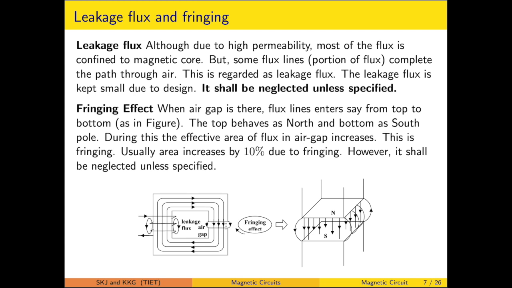This particular spread results in a net increase in the effective area of cross section of the air gap. Usually this area increases by 10% due to fringing. However, unless specified, this shall also be neglected for the calculation.